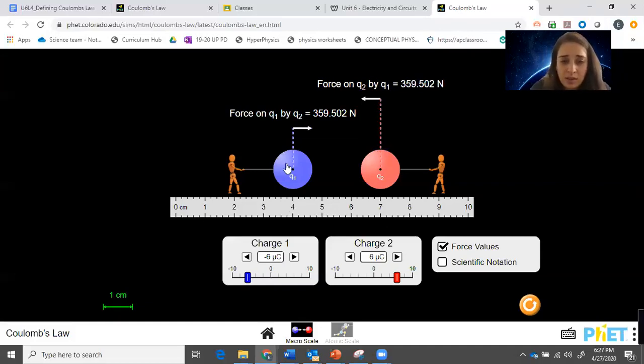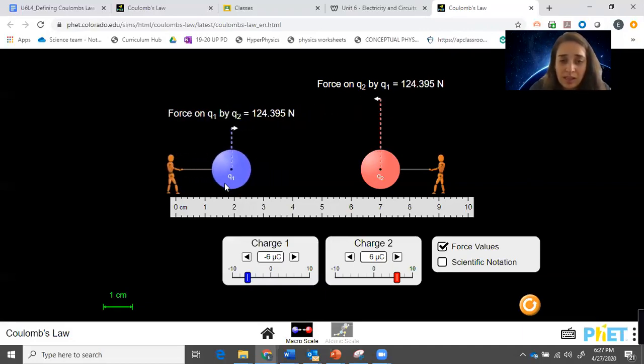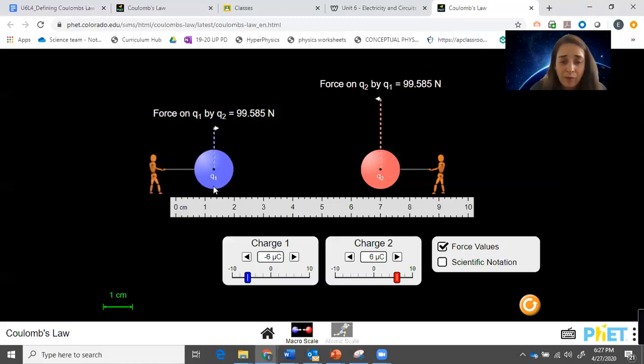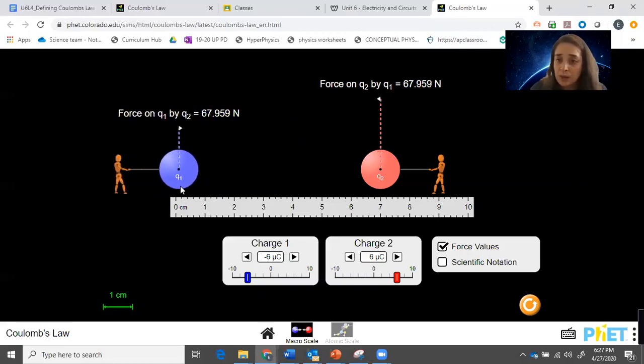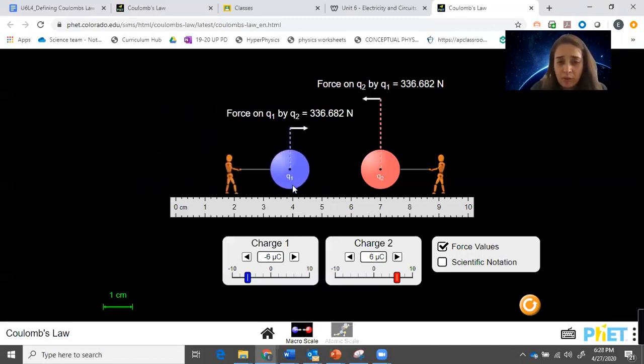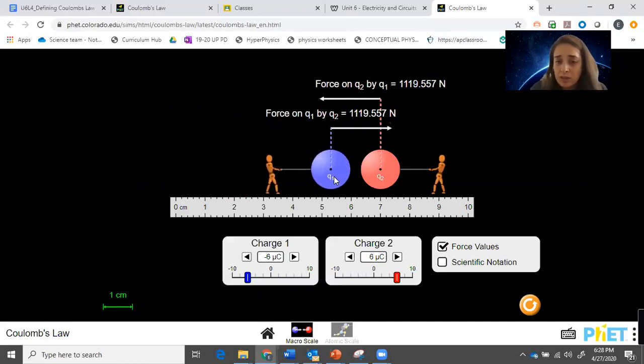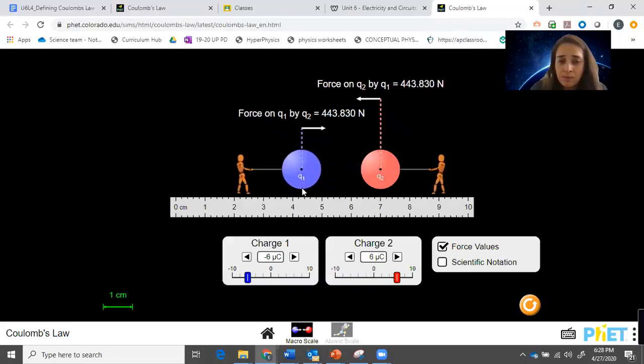Right, so I'm going to increase this distance by 2 centimeters, and I can see as I'm pushing it backwards that the force is decreasing. So the further away I bring it, the smaller the force becomes. And conversely, we started here at 4, the closer I bring it, the larger the force becomes. So that's another important observation that we'll talk about more later on.